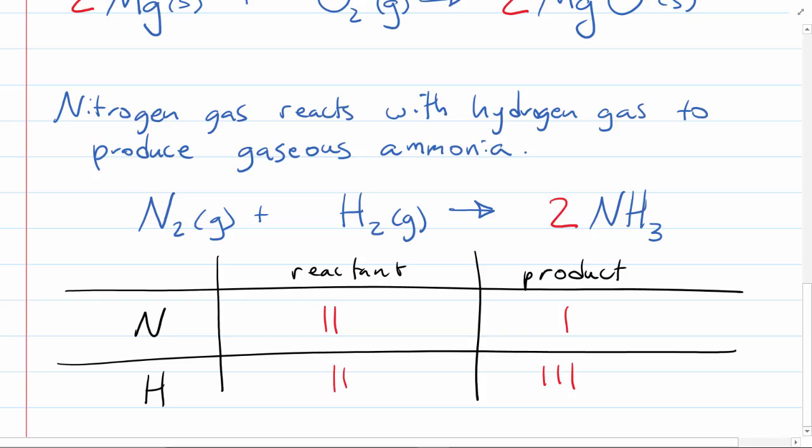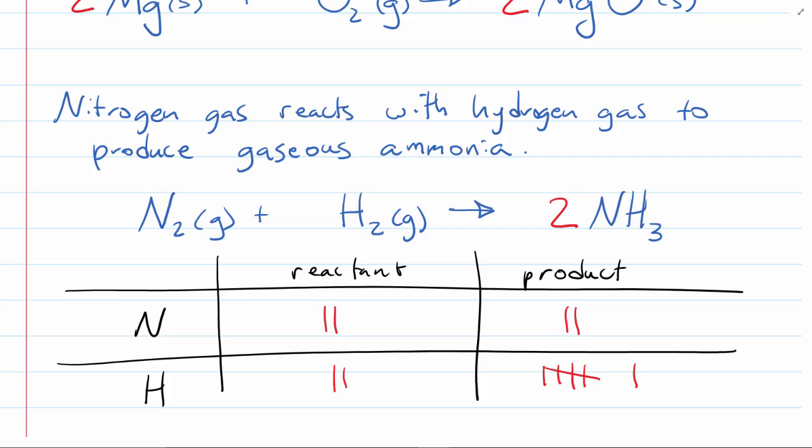Once I put a 2 in front of here, I'm going to remark and retally. How many nitrogens do I now have? 2. Then I look at the hydrogens. How many hydrogens do I have? 6. And so I go through and mark the 6 hydrogens. At this point we can see we were successful in balancing the number of nitrogens. We now want to balance the number of hydrogens.